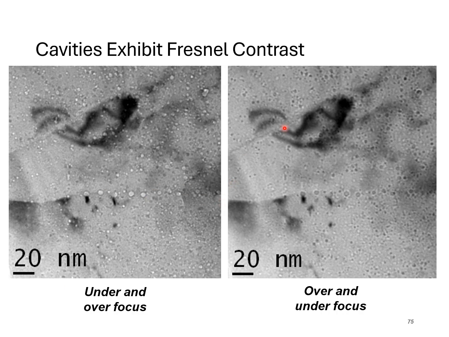Here's the same image at a lower magnification. That magnification marker is 20 nanometers, and the region I just showed you is up here. So that just gives you an idea of how small those cavities are.